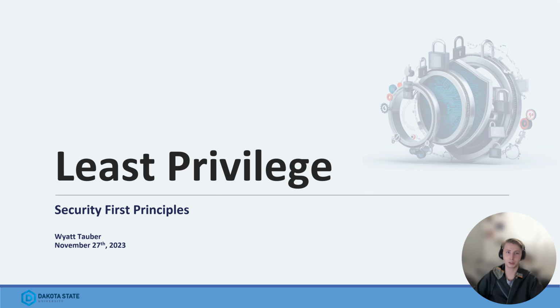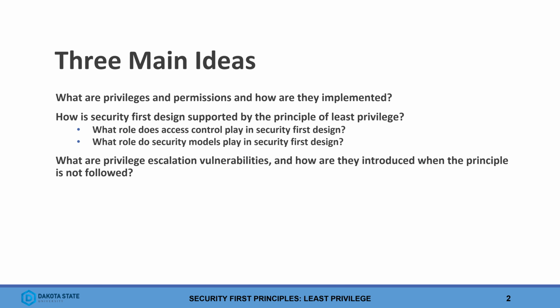In this module, we're going to discuss system privileges, specifically how to secure and exploit them, and how the principle of least privilege plays into security-first design. Our main ideas for this module are: what are privileges and permissions, and how are they implemented; how is security-first design supported by the principle of least privilege; what role do access control and security models play in security-first design; and what are privilege escalation vulnerabilities and how are they introduced when the principle is not followed.